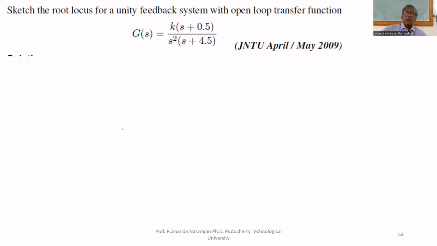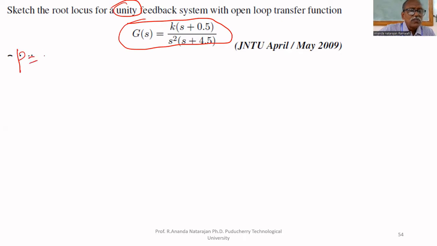Sketch the root locus for a unity feedback system with open loop transfer function G(s). Here it is mentioned that it is a unity feedback system, H(s) equal to 1. What are the poles? We have to draw the root locus. The poles are 0, 0, minus 4.5. The zero is at Z equal to minus 0.5.